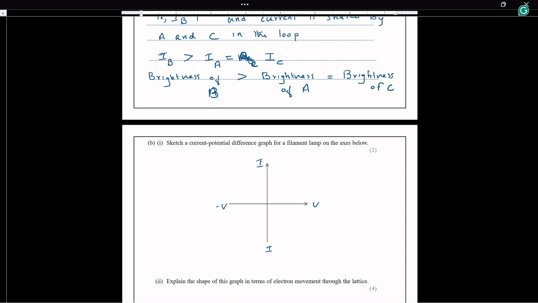Sketch a current potential difference graph. So the graph will be initially current and voltage are proportional, and then it decreases. You will get a symmetrical graph to the negative axis. It will be this way. So this is the current and potential difference graph for the filament lamp.